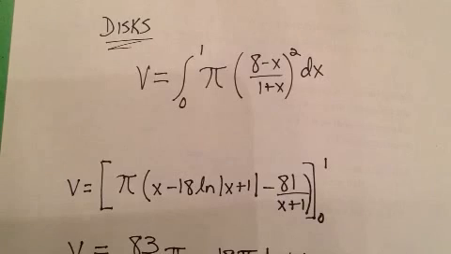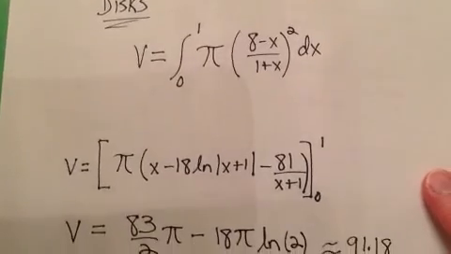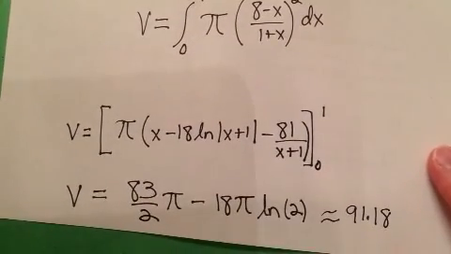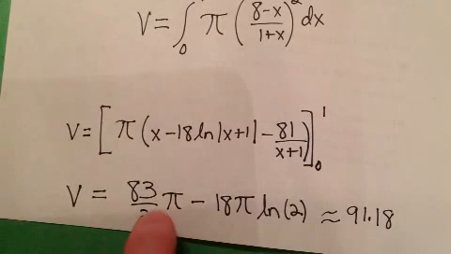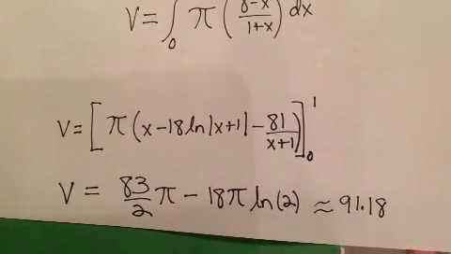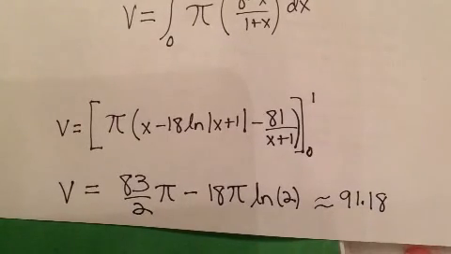And there are various ways upon which the volume can be determined. If you were to keep it as close to exact form as possible, one version is that the volume is equal to 83 halves pi minus 18 pi times the natural logarithm of 2, or as a decimal approximation, we have about 91.18 cubic units.